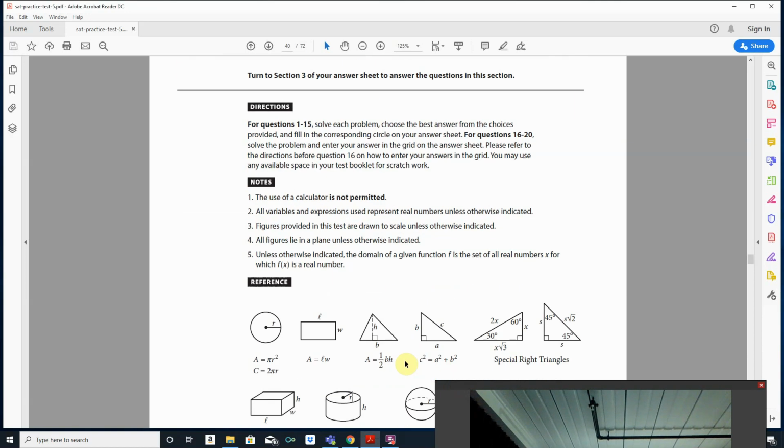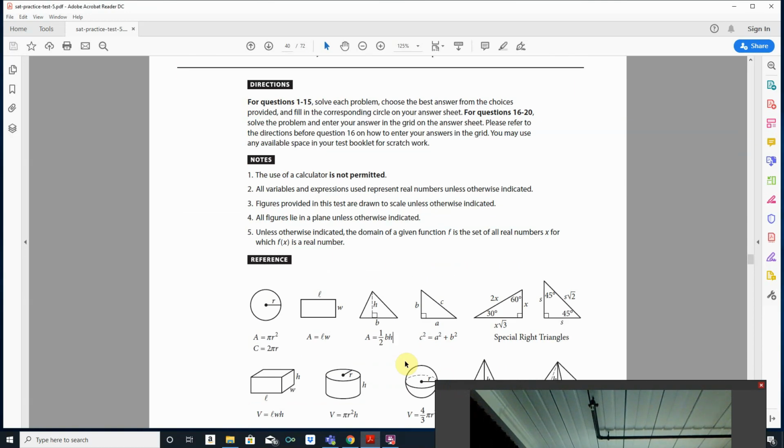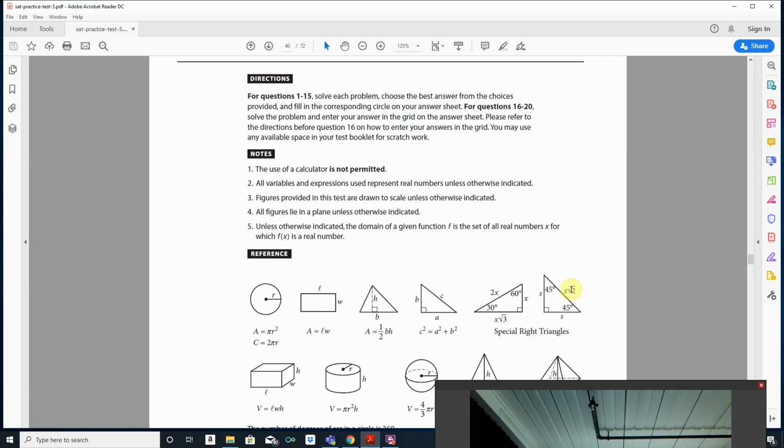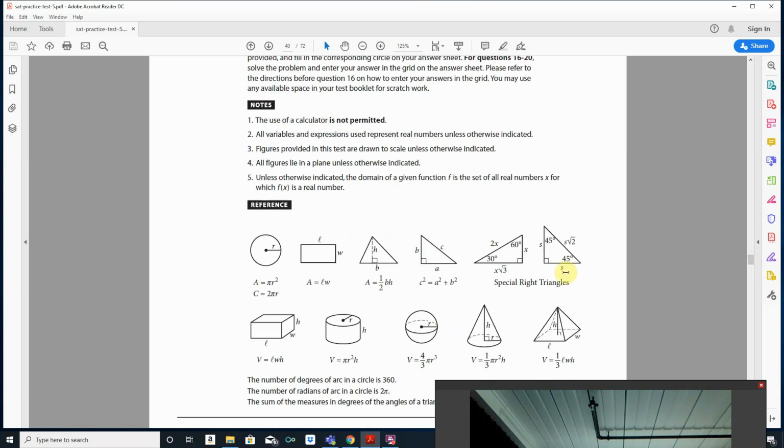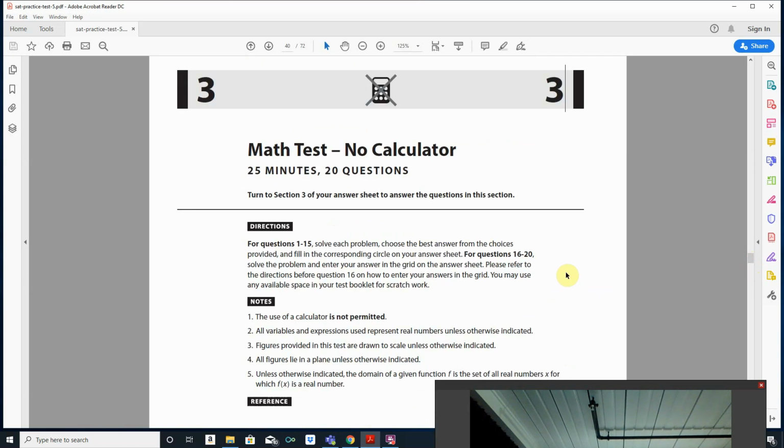Let's take a look at the references here. These are all things you really should know. Please know all the areas and things like that, pi r squared, 1/2 base times height, the Pythagorean theorem, c squared is equal to a squared plus b squared. Know the special right triangles, 30, 60, 90, 45, 45, 90. Those are all really important, and you don't really want to have to look those things up on the test. You can go back to this page and look at it during the test, but it is going to take some time, and you don't really want to spend time that you don't have on this.